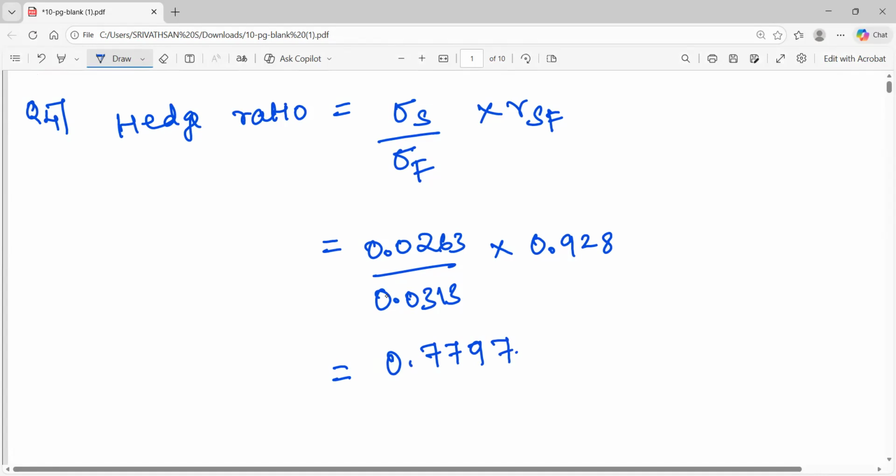Right. So if hedge ratio is less than 1, what does it mean? If hedge ratio is less than 1, spot price is less volatile than the futures price, right? The change in spot is lesser than the change in the future price. So you need fewer future contracts to hedge your position in the spot market. A lesser number of future contracts is sufficient.